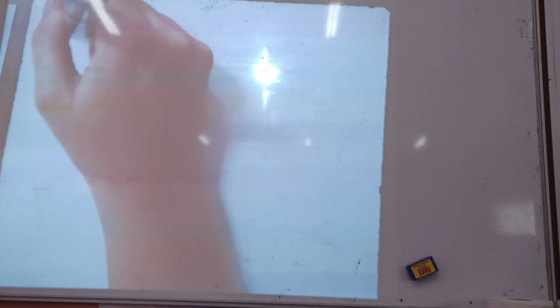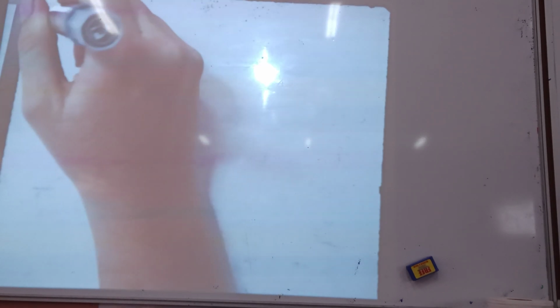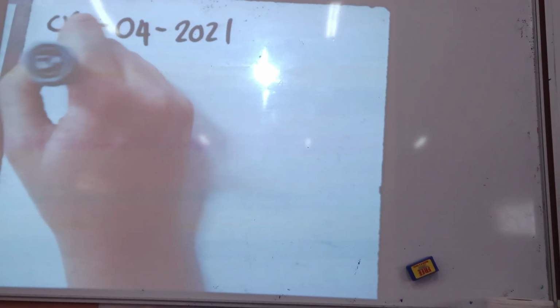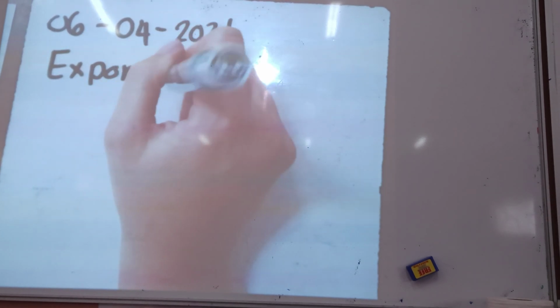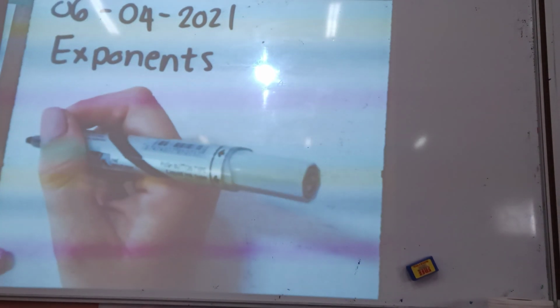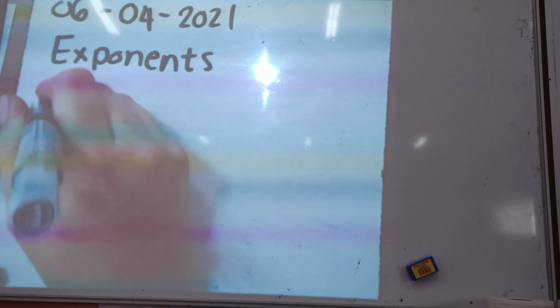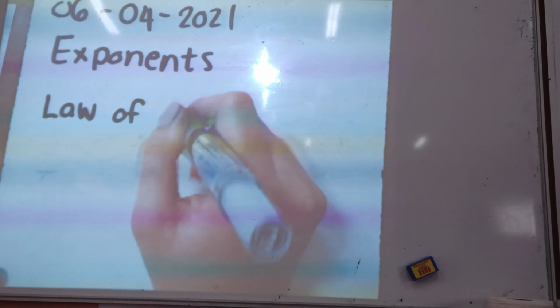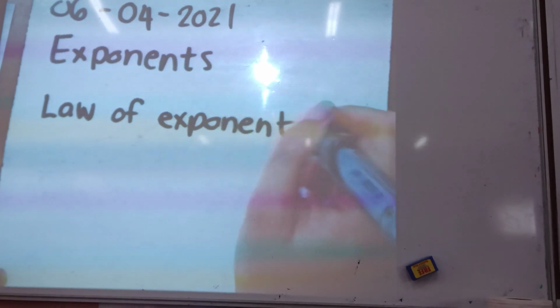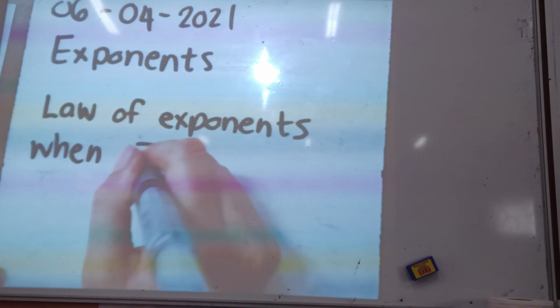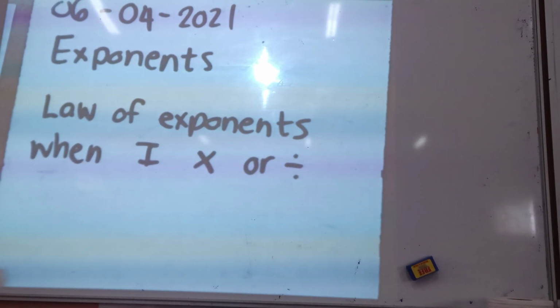So, in your book, write today's date. Disclaimer, the board is being videoed, not your face. Right, today's date is the 6th of the 4th, 2021, and we are looking at exponents. Please remember that note: I only use exponent laws, and we'll talk about the laws, when I multiply or divide. Law of exponents or exponent laws, same thing, differently phrased.